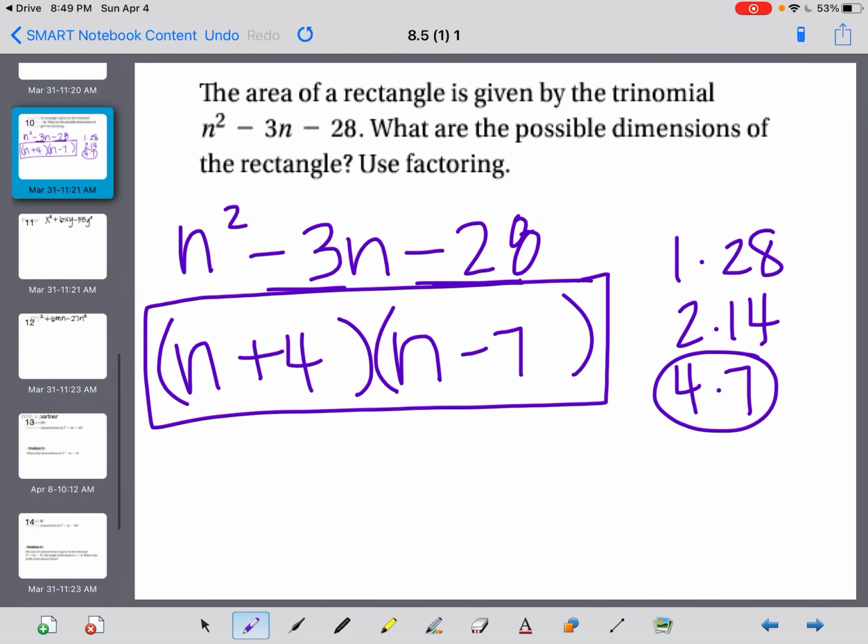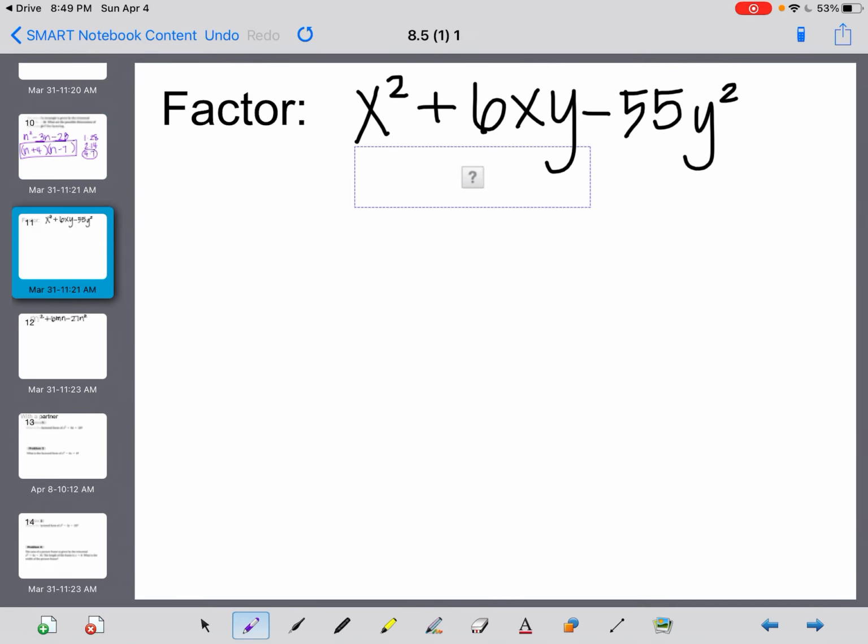Okay, here's where we get something new. Now we're factoring also a trinomial, but now I have two variables. I have x's and I have y's.